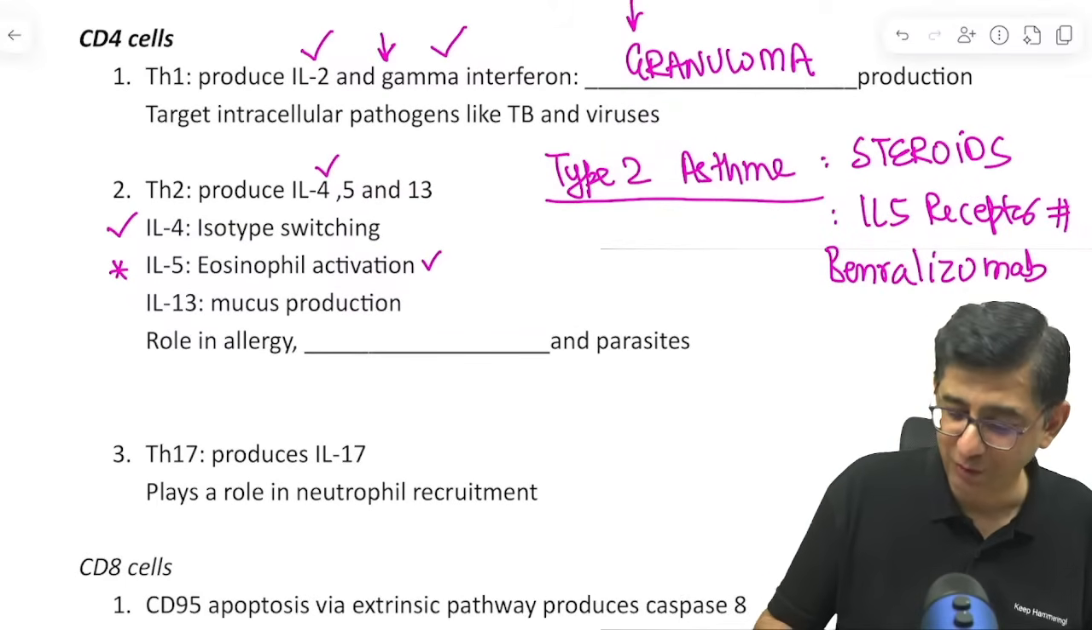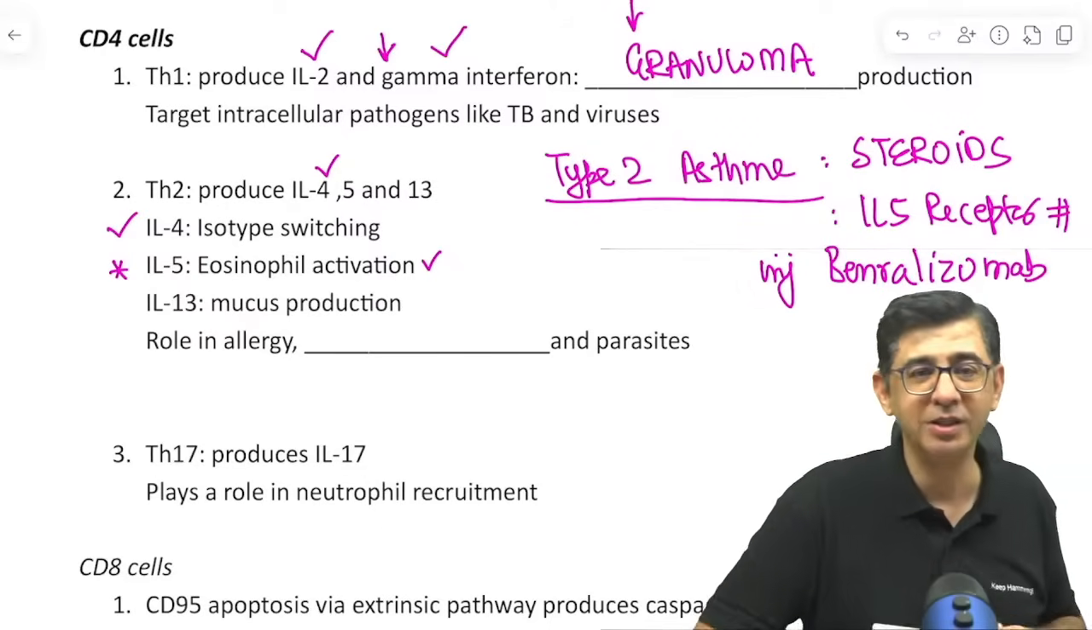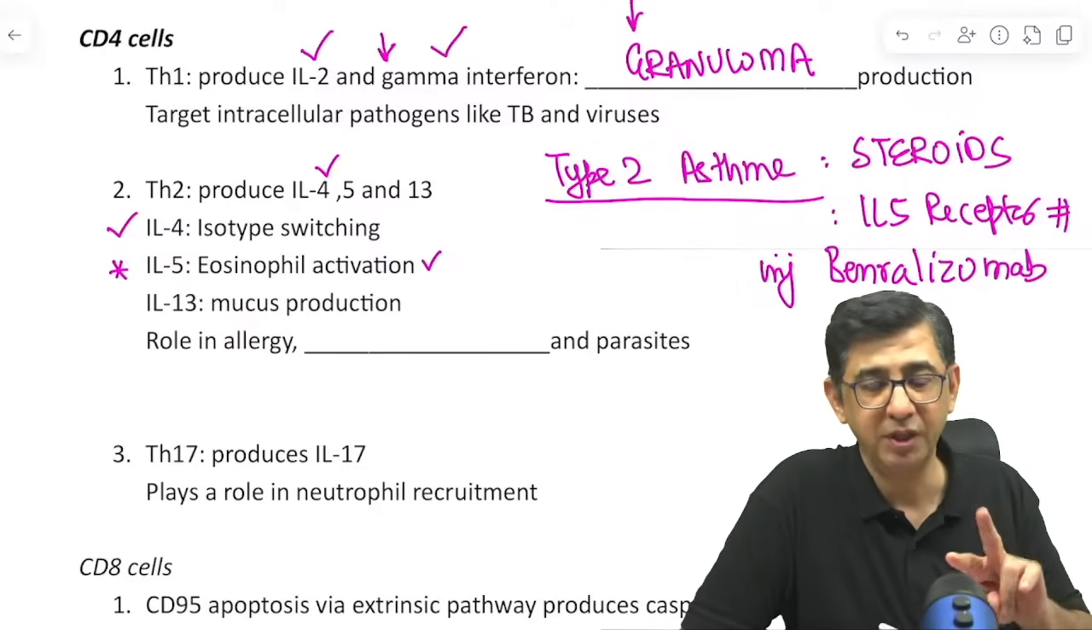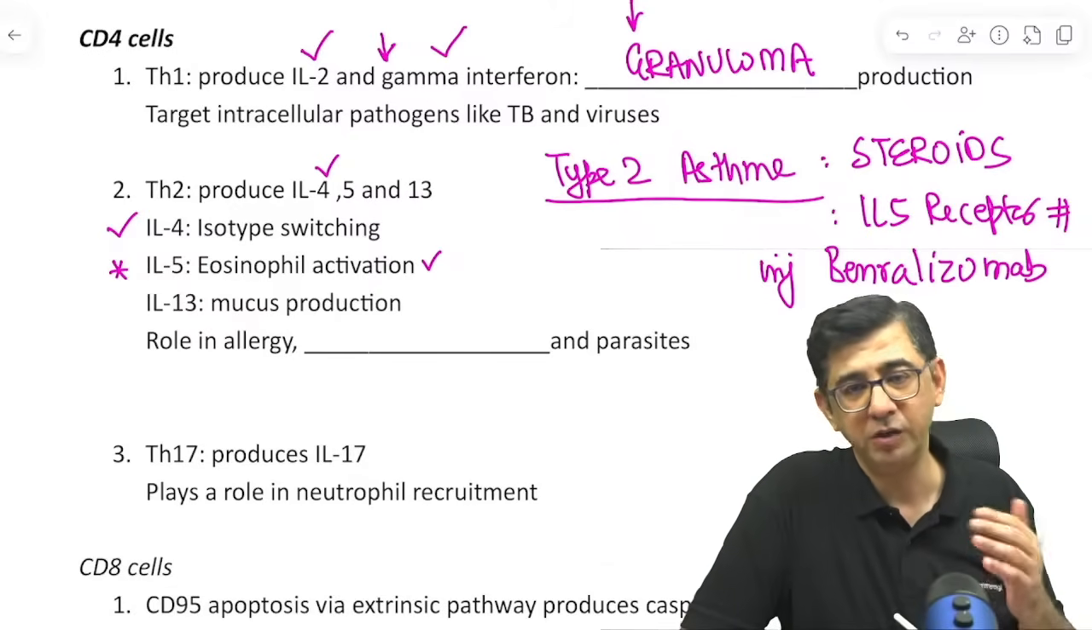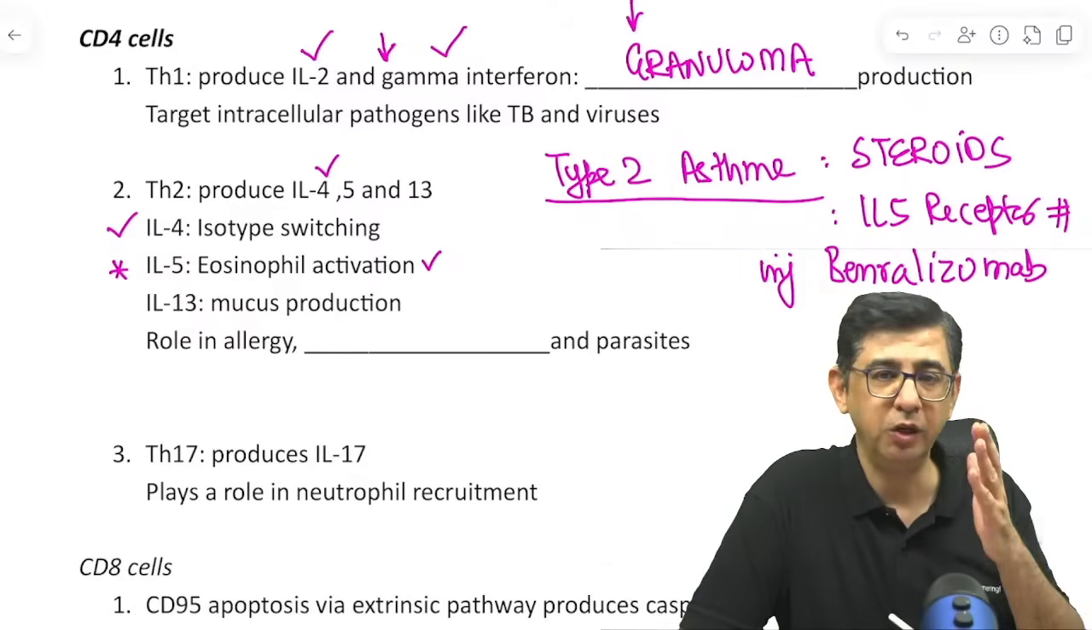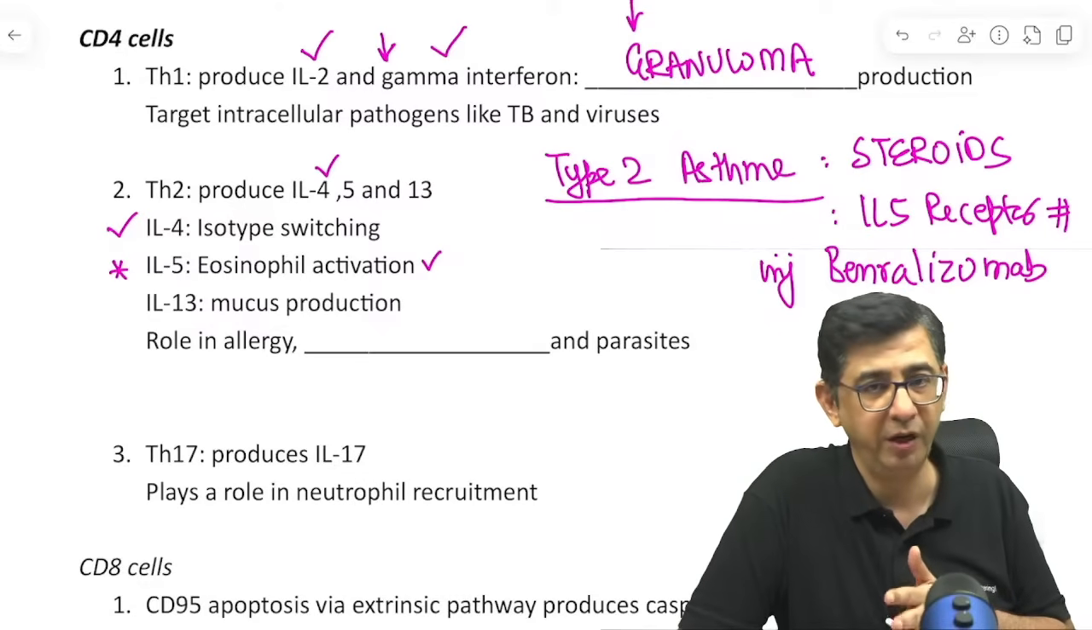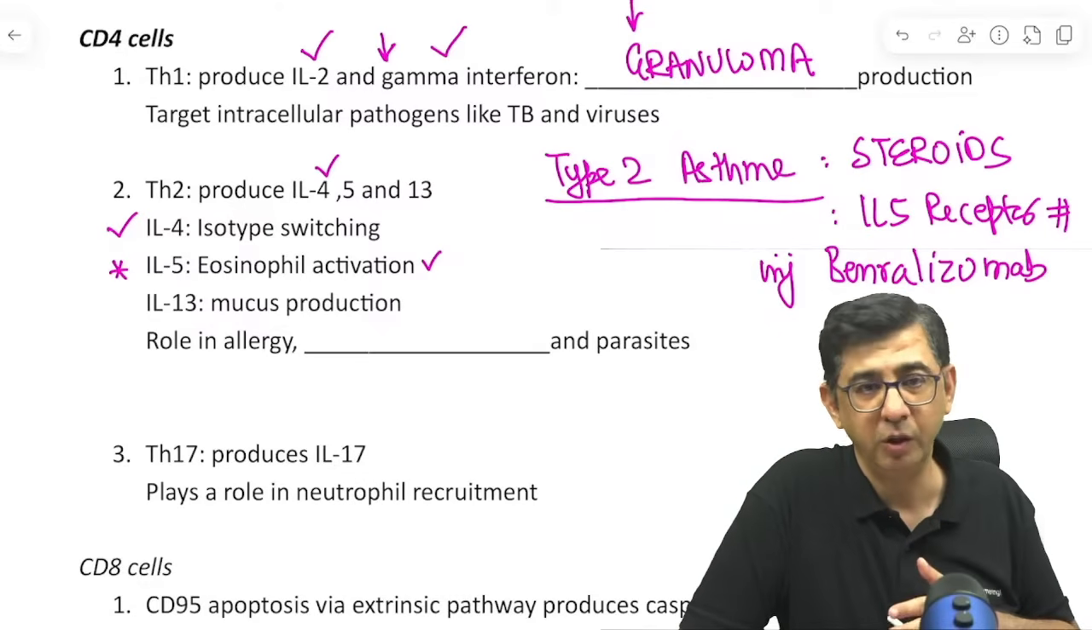So keep the focus on, guys. What I am teaching you at the moment is interleukin 4 isotype switching, that means specialized function of the B cells. Interleukin 5 is for eosinophil activation. If you block interleukin 5 activation by benralizumab, the asthma severity in the patient can be reduced.